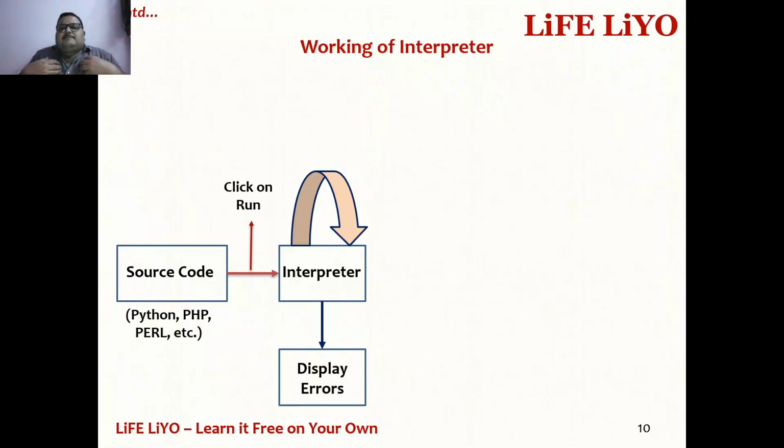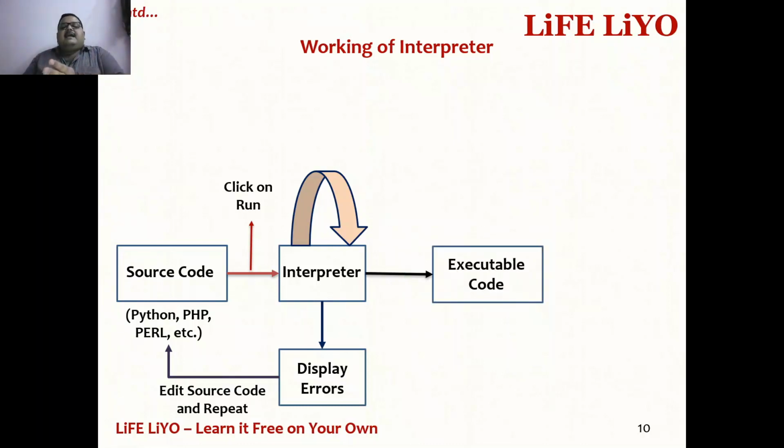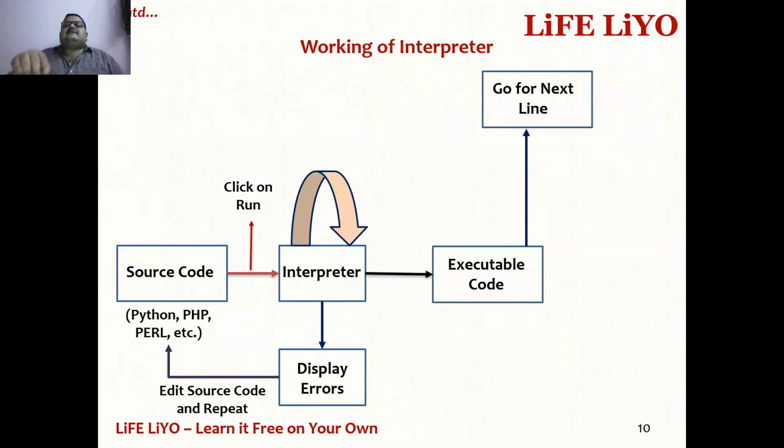What will we do when we get an error? Then we have to edit our source code, and again we have to run our program. Like this, if the first line is completed, then it will create the executable code. Now, like this, it checks the next line, that is line 2. If any errors are there in the line, then again it will display the errors. Then again we have to edit the source code, again we have to run, then executable code for the second line.